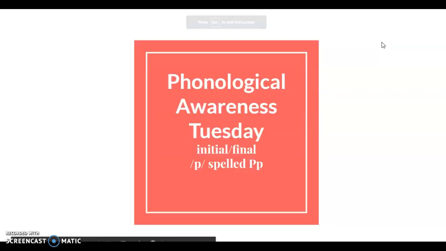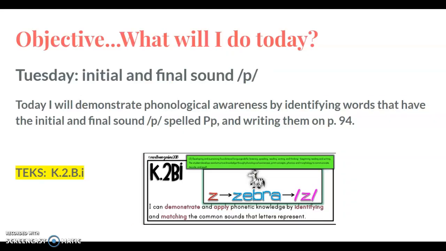So for today's phonological awareness, we're going to be working with initial, which means beginning, sound P, and final sound P. So beginning and ending sound P, spelled P. Objective. What will I do today? Today we're going to be working with initial and final sound P.